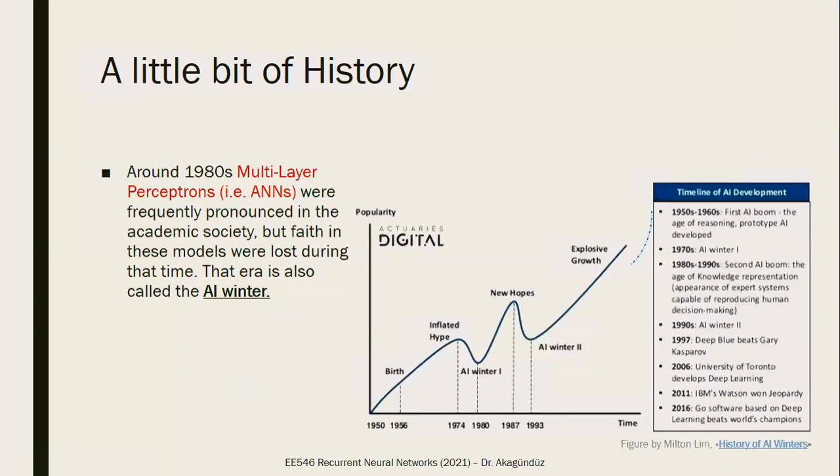Around the 1980s, these multilayer perceptrons were studied. They were frequently pronounced in papers, but the academic society lost faith in using them. And actually, if you look at the number of academic studies around that time, this is a graph I've taken from this History of AI Winters by Milton Lin. It's a blog, visit it. The number of papers around this era just fell down.